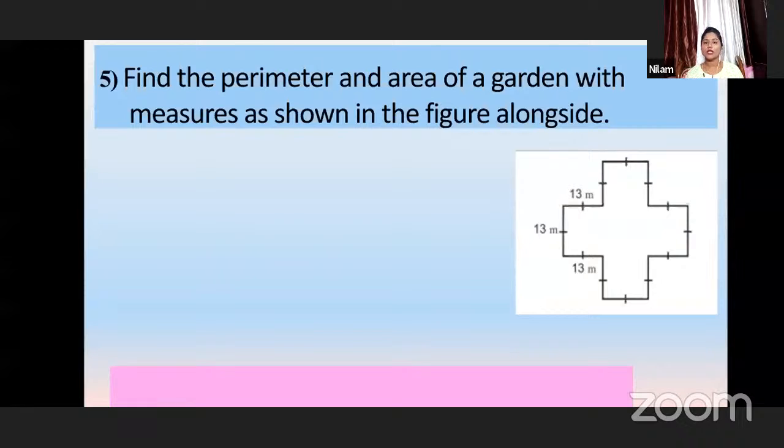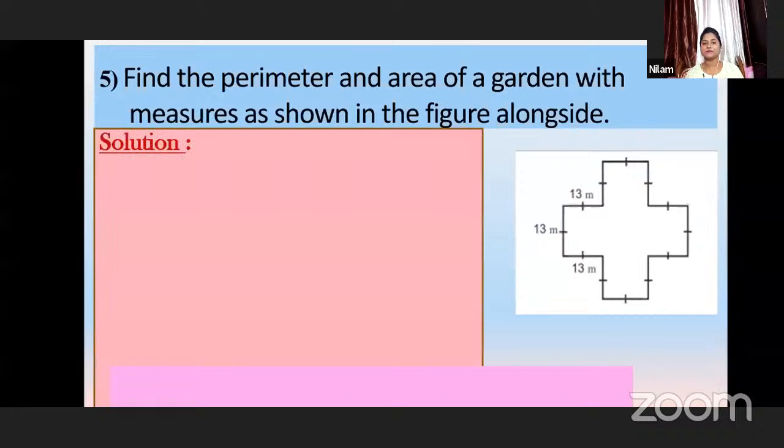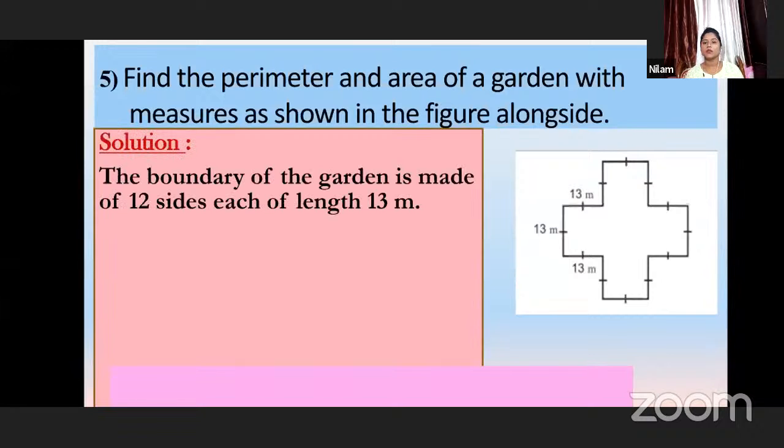See, why are we counting the number of sides? Because in this question, perimeter is asked. And in perimeter, we have to add all the sides. Children, in the last session, we have seen perimeter equals to sum of all the sides. So the boundary of the garden is made up of 12 sides. In each portion you can see 3 sides, and there are such 4 portions. So 3 fours are 12. So there are 12 sides, and the measure of each side is 13 meter.